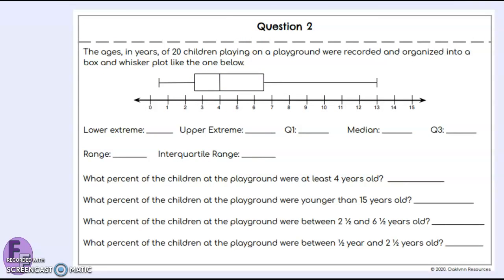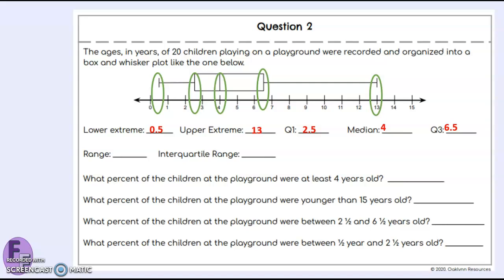Question 2. The ages in years of 20 children playing on a playground were recorded and organized into a box and whisker plot. The lower extreme, again, is the smallest number on the box and whisker, which is 0 and 5/10. The upper extreme is the largest number of the box, or 13. Q1 is the far left side of the box, or 2 and 5/10. The median is the middle line of the box, or 4. And Q3 is the upper right side of the box, or 6 and 5/10.